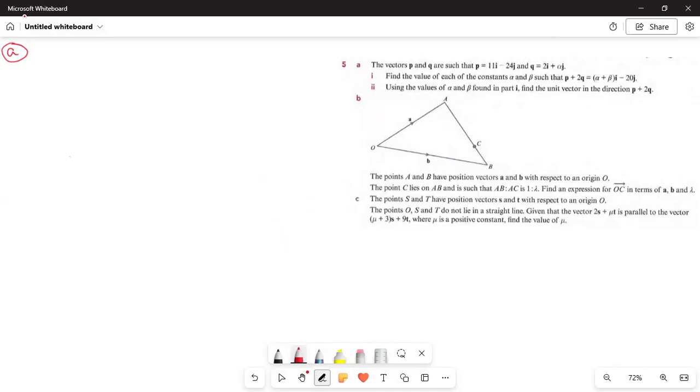Okay, so the vector P is given as 11i minus 24j. Remember, i and j are unit vectors along the x-axis and y-axis. And the q vector is given by 2i plus alpha j.